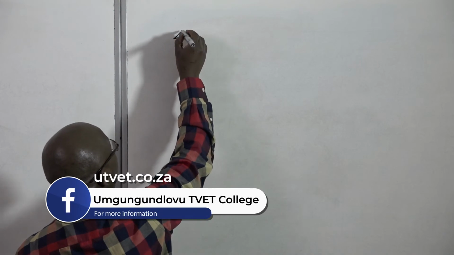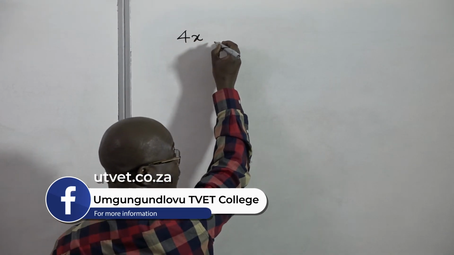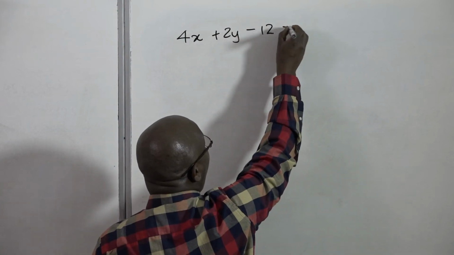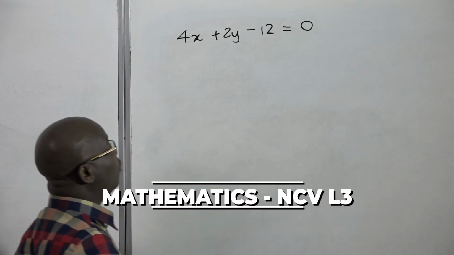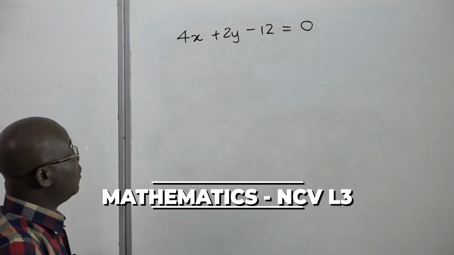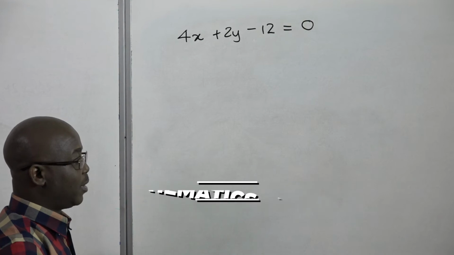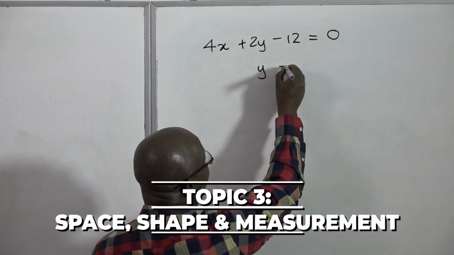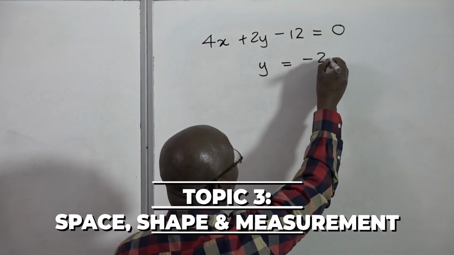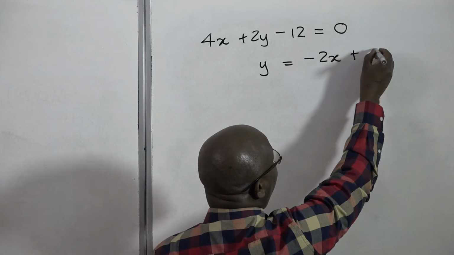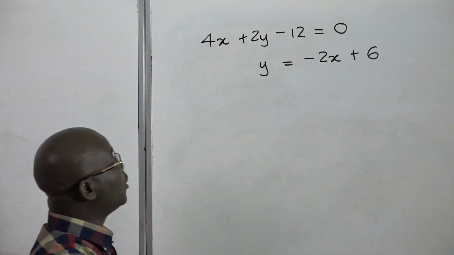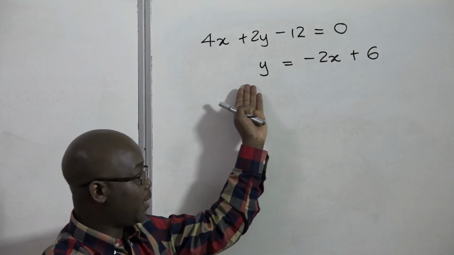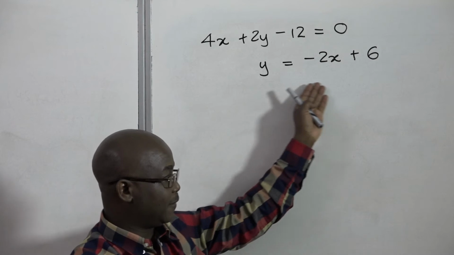Our equation is 4x plus 2y minus 12 is equal to 0. We need to rearrange this equation in the form y is equal to mx plus c. And if you do all that, you will find that y is equal to minus 2x plus 6. So if we rearrange this equation and write it in the form of y is equal to mx plus c, it will end up like that.